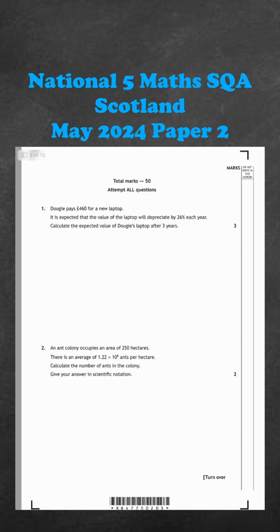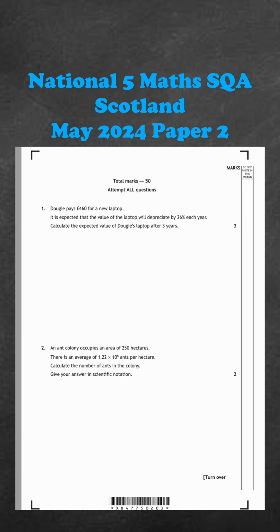Question number 1. Dougie pays £460 for a new laptop. It is expected that the value of the laptop will depreciate by 26% each year. Calculate the expected value of Dougie's laptop after 3 years.